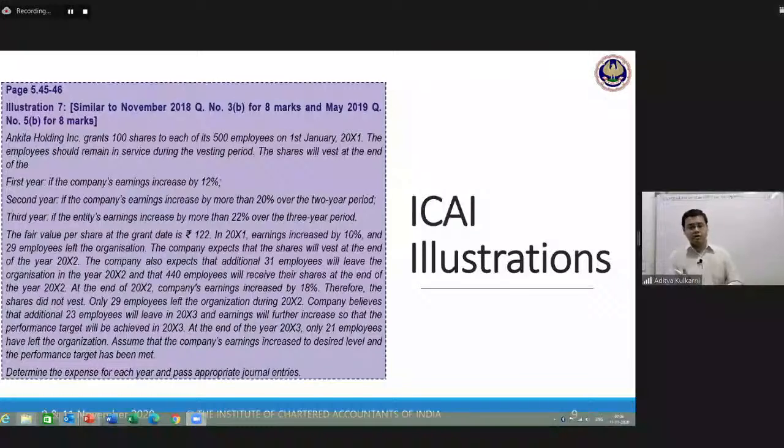So what you will do at the end of the first year, has it met 12%? The answer is no. Then you will say it is likely to meet 20%. So you will now increase the vesting period to 2 years and then attribute the cost accordingly.